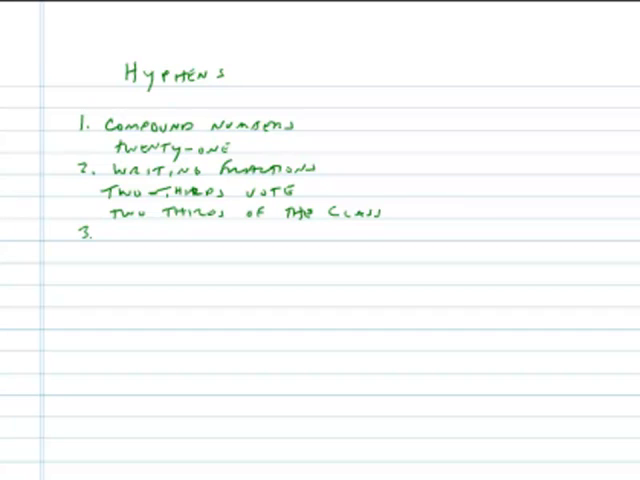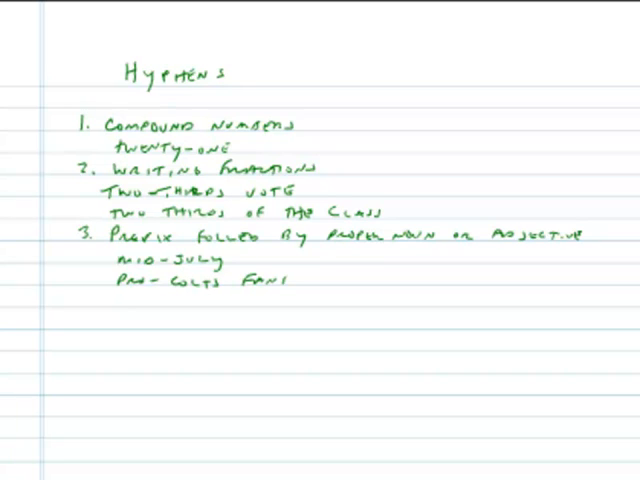Okay. Third, we use hyphens when there's a prefix that is followed by a proper noun, or adjective. So, for example, you would say something takes place in mid-July. Or you might say the pro-Colts fans booed the Steelers.